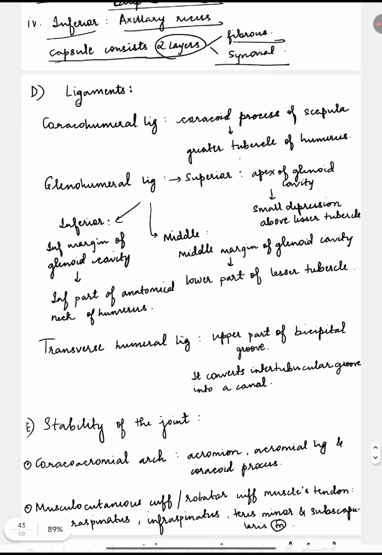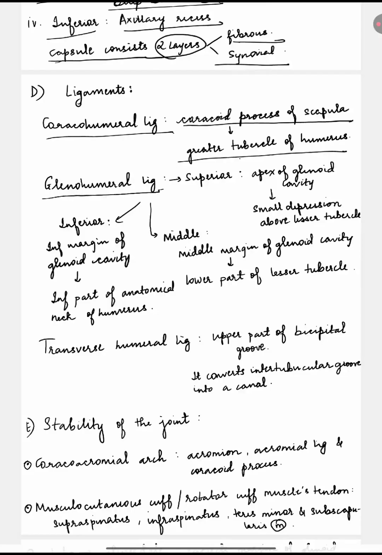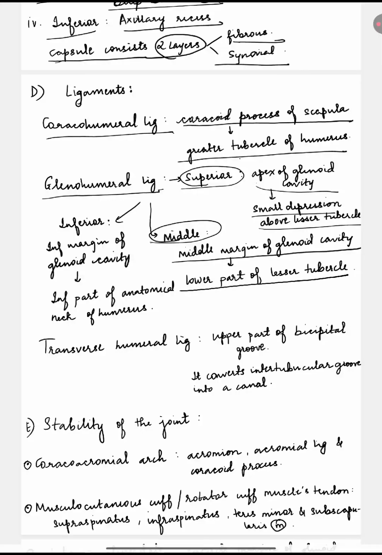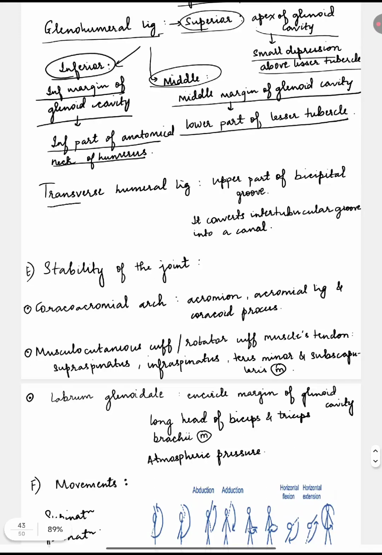Now what are the ligaments? Coracohumeral ligament, which is from the coracoid process of the scapula to the greater tubercle of the humerus. Glenohumeral ligament: superiorly from the apex of the glenoid cavity to a small depression above the lesser tubercle; middle from the margin of the glenoid cavity to the lower part of the lesser tubercle; inferiorly from the inferior margin of the glenoid cavity to the inferior part of the anatomical neck of the humerus. Transverse humeral ligament: upper part of the bicipital groove. It converts the intertubercular groove into a canal.